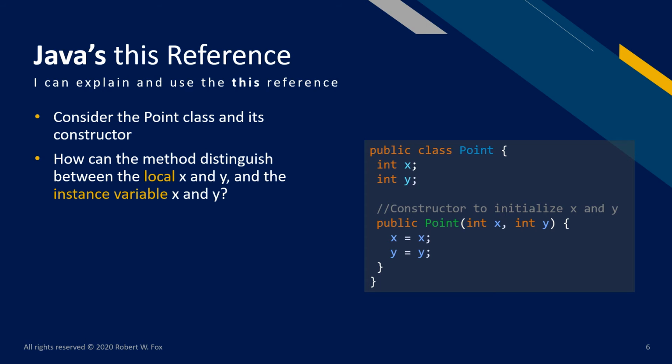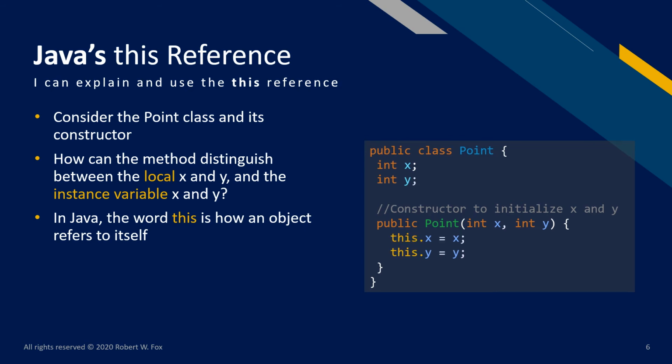Now, one solution is to just change the names of the variables. There's nothing that says I have to have a variable x and I have to have a variable y. I could call them something different and then avoid the confusion altogether. But suppose I didn't want to do that. And if I didn't want to do that, I could use the this reference. And in Java, the word this is how an object refers to itself.